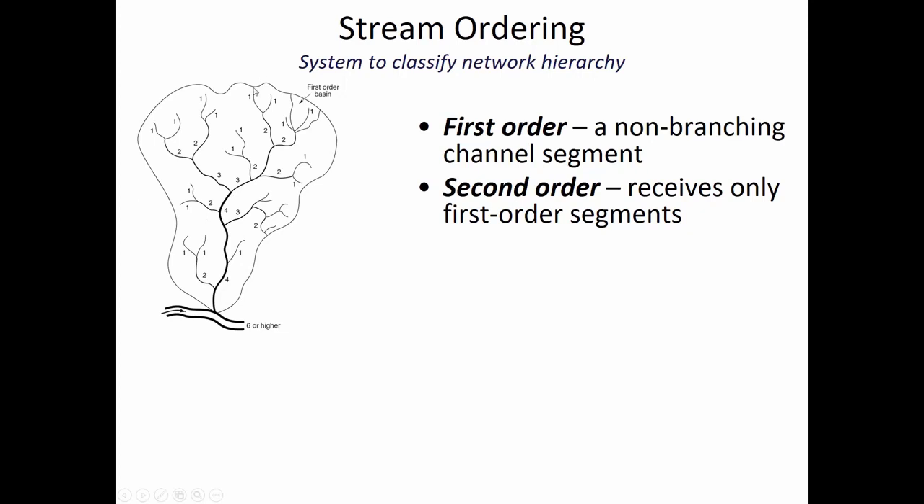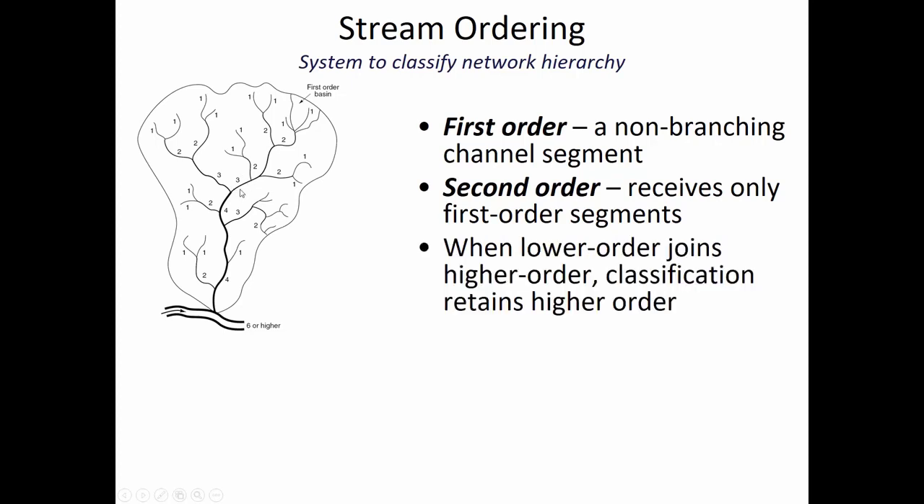Stream ordering is just meant to show that there's an interconnected network of streams, and in fact this network may look different during wet periods than it does during dry periods. But we'll get into that in just a minute. A first order stream is a stream that doesn't branch any further, and so you can see here the basin ordering is numbered. So a first order stream doesn't have any upstream branches. A second order stream receives only first order segments. And then when we finally have multiple second order streams coming together, that becomes a third order stream.